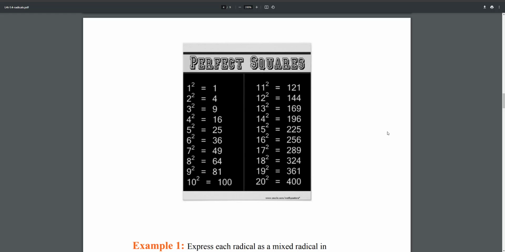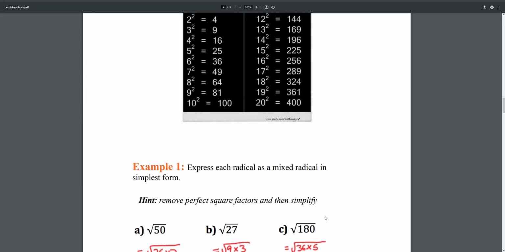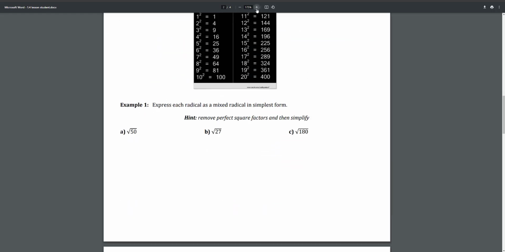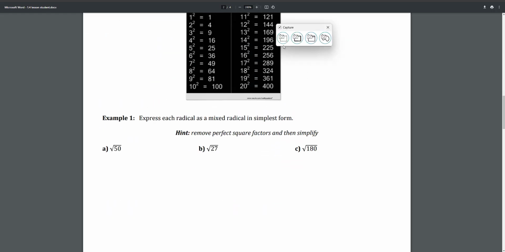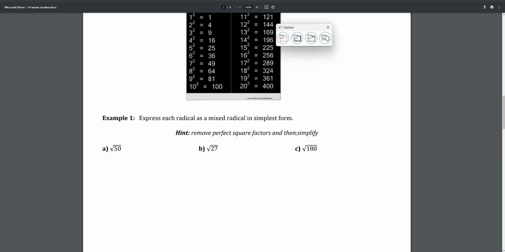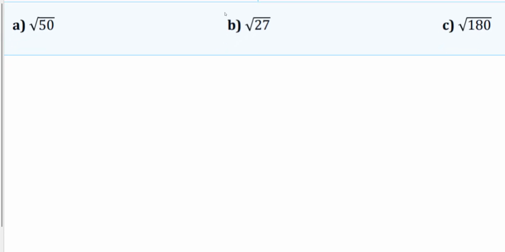And these are going to be important very soon, as you can see with these examples next. So let's do some examples here, and let's teach you how to simplify some radicals. Okay. So our first radical is square root 50. Square root 50, how can we simplify that?